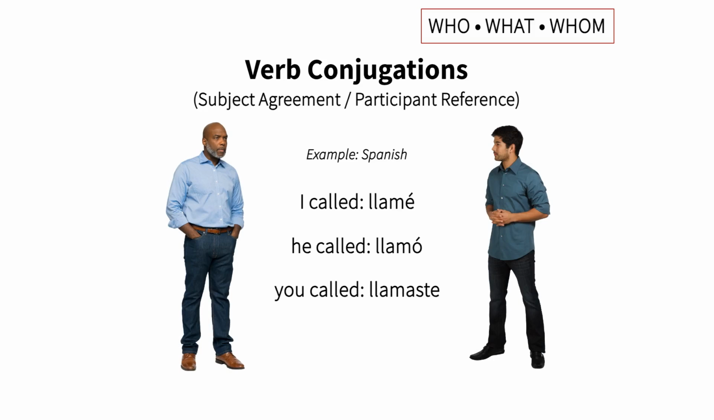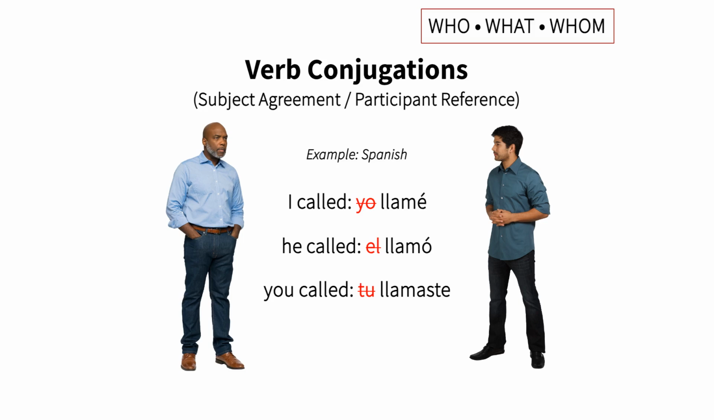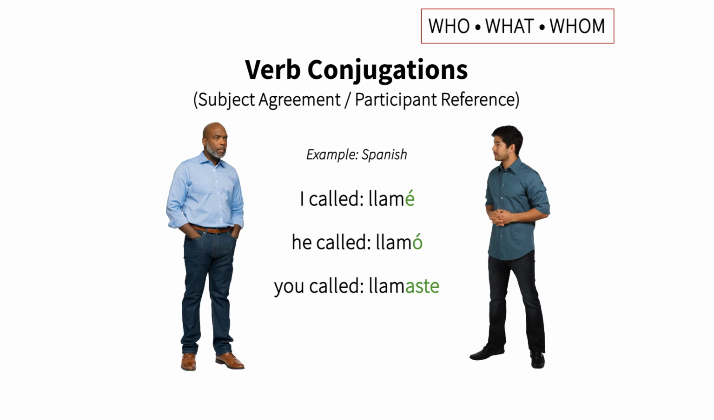In languages like this, it is common to not say a separate pronoun, since the information is already communicated via the verb. We can see from these examples that the information about the subject is contained in the suffixes e, o, and aste.